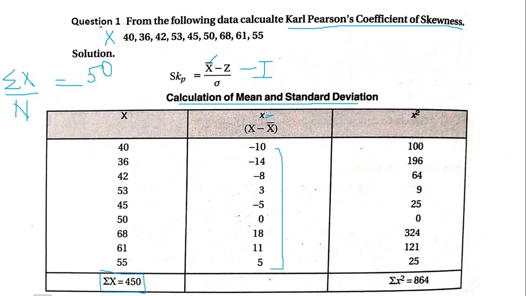Once I find the deviations, I'll have to square them. Always in finding standard deviation, find the deviations and square them. Squaring means you just have to multiply the number with itself, so you get the squared answers. After finding the squared answers, add them up. That is called the summation of x square. This summation of x square is to be used for calculation of standard deviation.